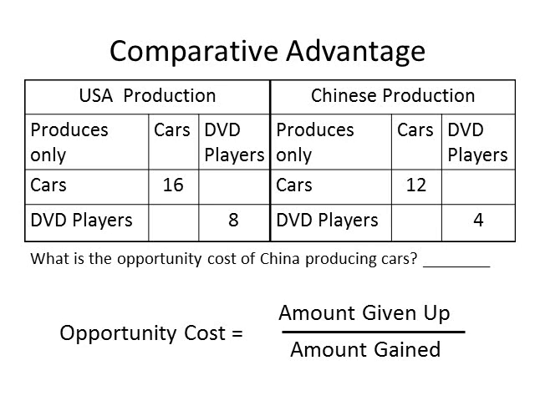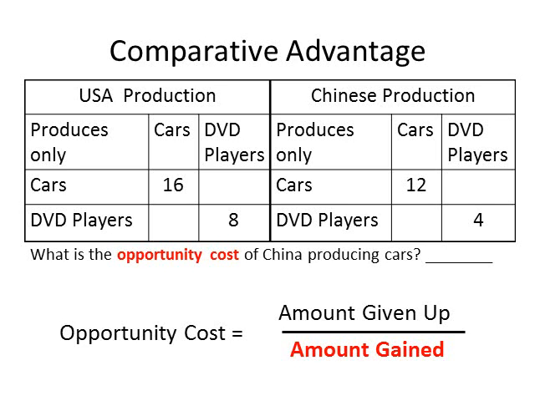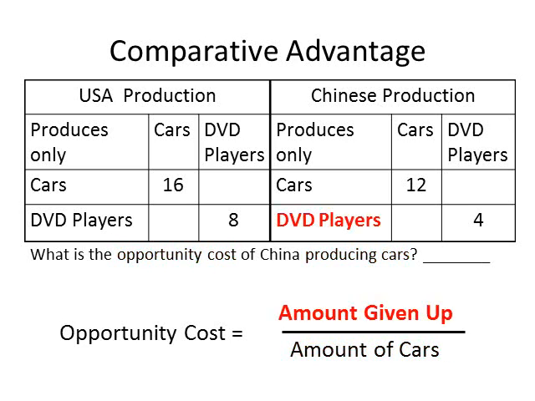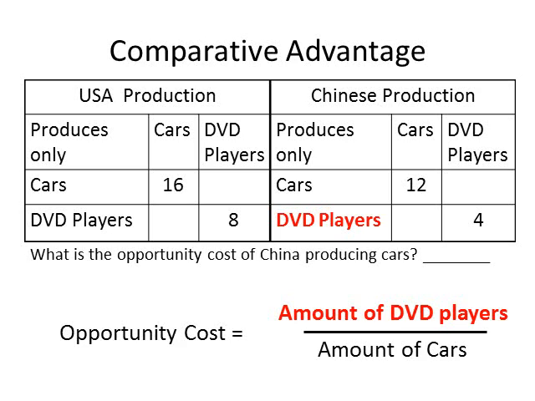Next, we have to ask the question, what is the opportunity cost of China producing cars? Once again, we'll use the formula for the opportunity cost, amount given up divided by amount gained. Since opportunity cost is a code word for amount gained, we are going to need to substitute into the formula the amount of cars. Next, we need to find out what was given up. In this case, DVDs were given up by the Chinese in order to produce cars, so we will substitute in the amount of DVDs into the formula.